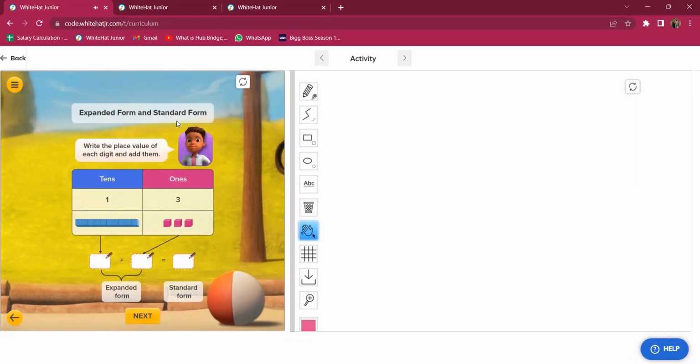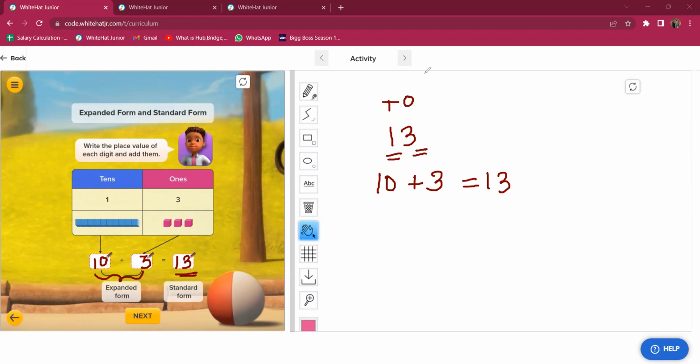Expanded form and standard form. So write the place value of each digit and add. So you see over here, you have the number 13. In the tens place, that means this is 10. Okay? And this is 3. So 10 plus 3 gives you 13. So you have to write over here, 10 plus 3 gives us 13. This is the expanded form. Okay? This is the standard form. So let's move to the next question.